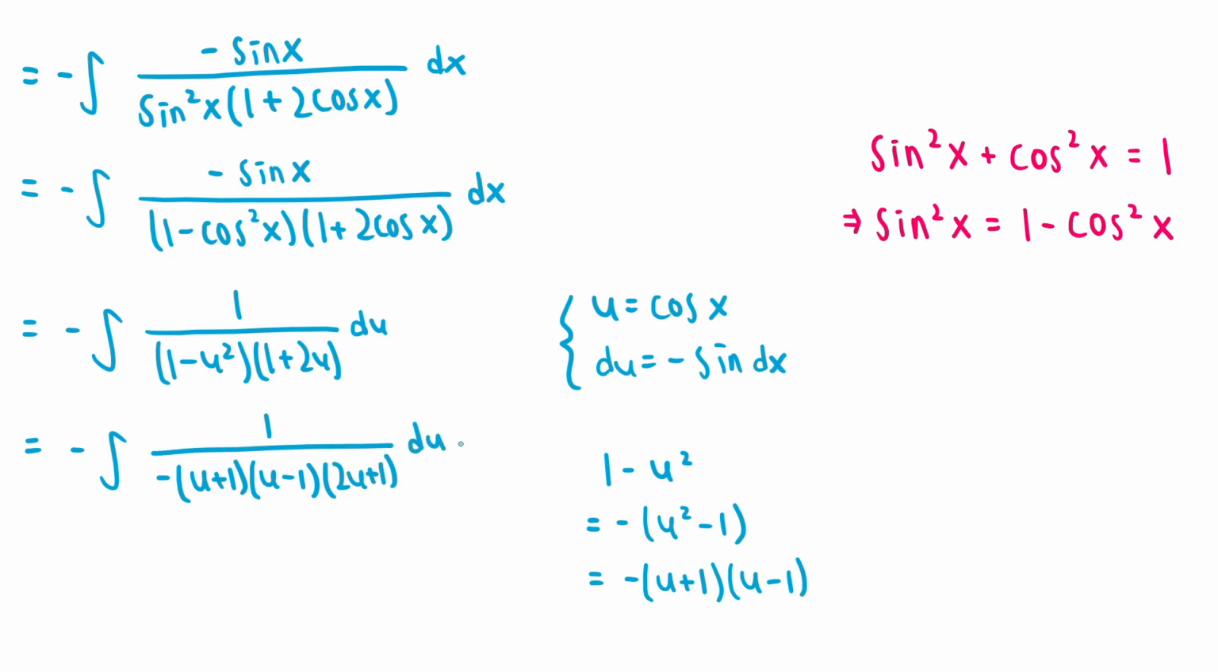We can actually bring the constant of negative 1 outside the integral back into the integrand. And that negative and the negative in the denominator will cancel out. So we end up with the integral of 1 over u plus 1 times u minus 1 times 2u plus 1 du. Yes, we have three distinct linear factors in the denominator, which means we need to use partial fractions with three factors. Oh, this is going to be fun.